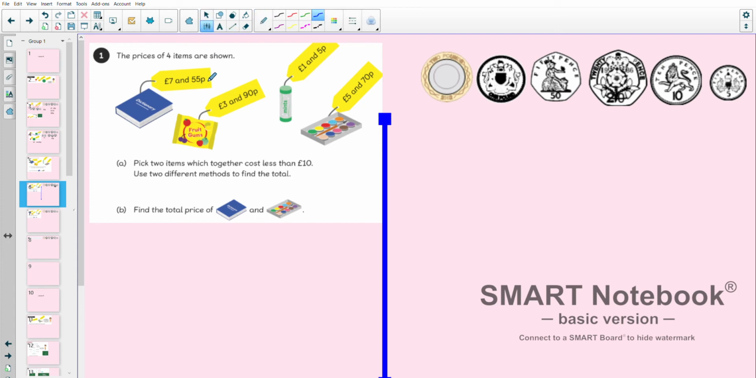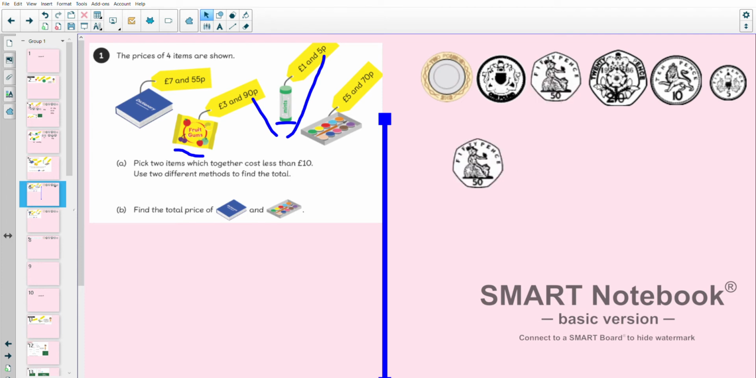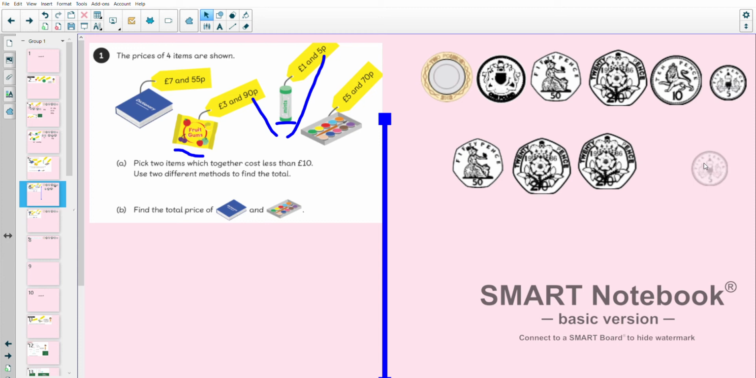So I'm going to select the fruit gums and the mints, the 2 smallest ones. And actually this way is quite easy. First, look at the pence, 90p and 5p, and I can use the coins. Do I need to use the coins? Maybe not, but it is really nice to be able to see it. 90 pence and 5 pence is 95 pence.